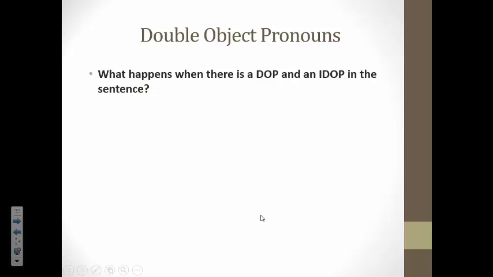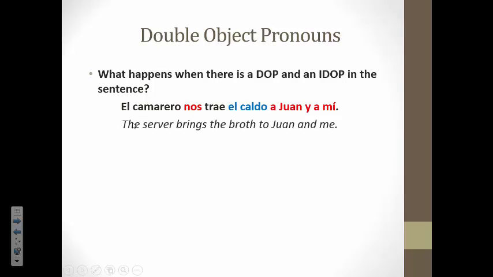So what happens if I happen to have a direct object pronoun and an indirect object pronoun in the same sentence? Look at my sentence here. The server brings the broth to Juan and me. El camarero nos trae el caldo a Juan y a mí. So if I wanted to say here, the server brings it to us, what would I do with the it?